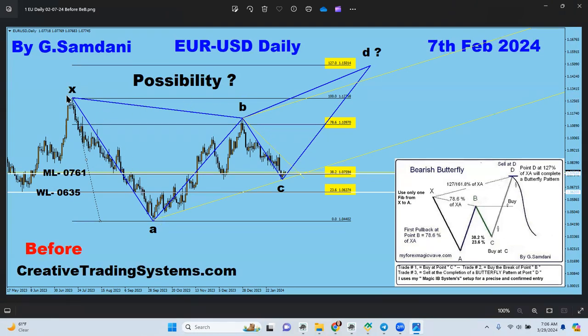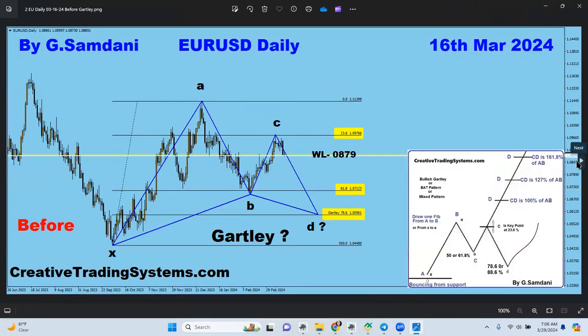Pull the fib from here to here. So A, B is at 60 to 78%, then 38 or 23% we bounce, and we go for 127 to make this pattern, which we call a butterfly pattern. And this was the target if we can stay above this 0761. So this was one of the charts. I'll show you what happened to it.